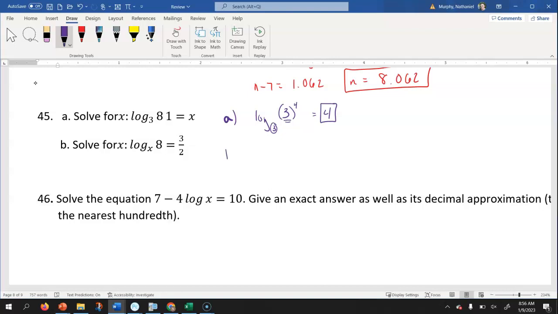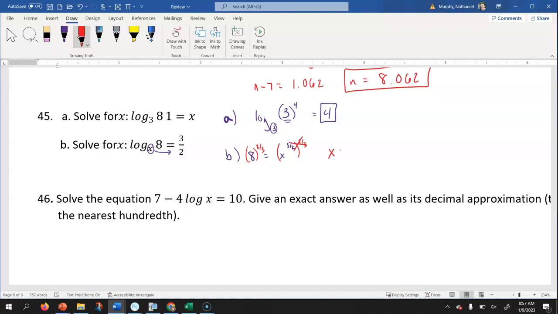For part B, what I'm going to do is change this to exponential form. So we're going to take and drag that base over. So I would end up with 8 equals x to the 3/2 power. Now, in order to solve this, you've got to remember our properties of exponents. We want to get rid of that exponent, so I'm going to multiply each side by the reciprocal, which would be 2/3. Because then by doing that, we'd end up with just x on the one side.